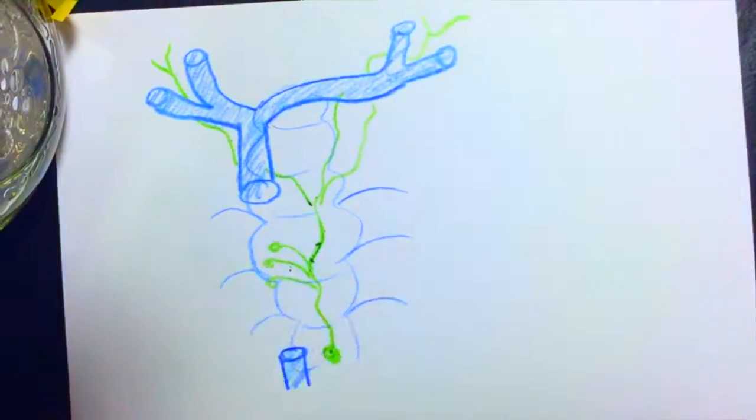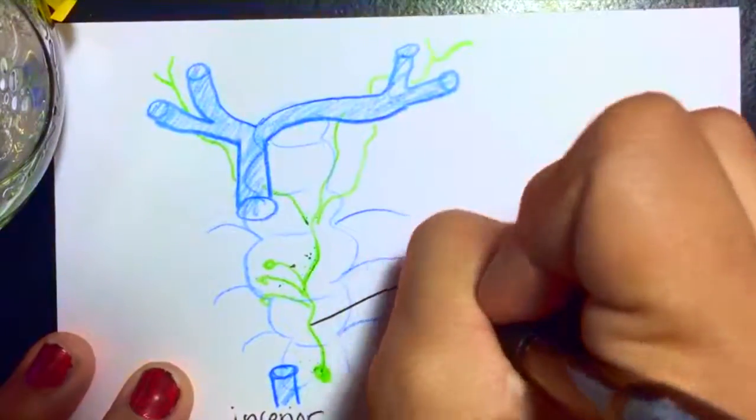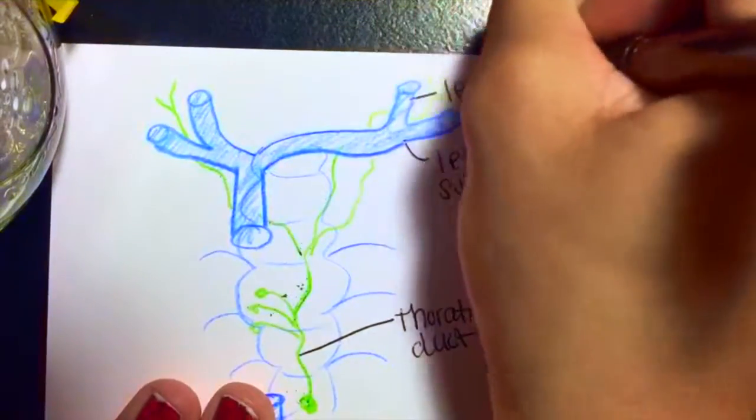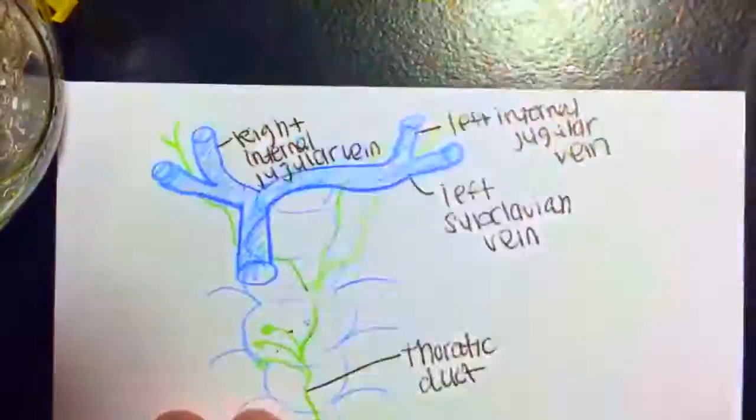The right lymphatic duct is a very short vessel that receives lymph from the right side of the head and empties into the right subclavian vein with the internal jugular vein as well.